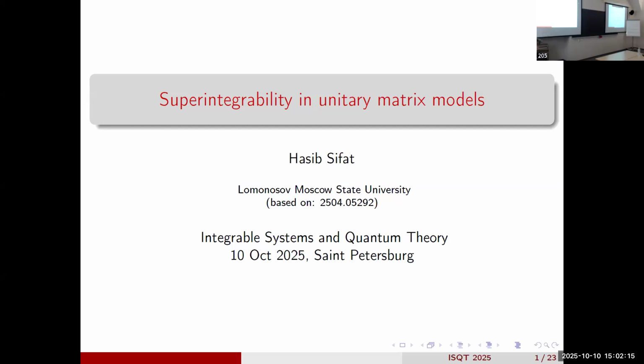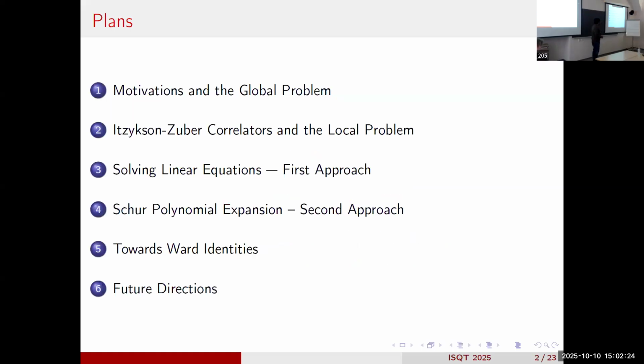In this talk, I choose a concrete example of matrix models, which is called the Super model. The plan of the talk is the following. We will first look at the motivation, so why this problem is interesting and how one should approach it. Then we will look at some examples for the super correlators. We use two methods to solve this problem. The first one is solving linear equations, and the second approach is the Schur polynomial expansion. Then we will say a little bit about the Ward identities for this model, and then about future directions which can be done from this system.